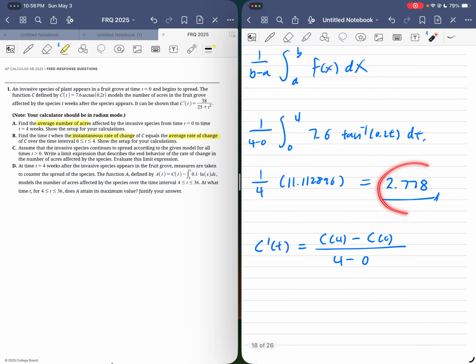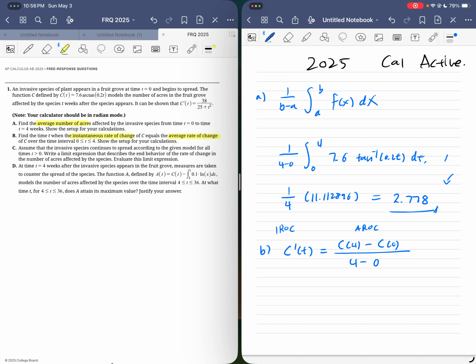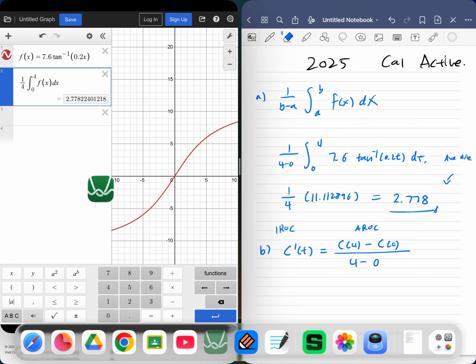So keep that in mind. You're not using this number because this one is not the average rate of change. This one is the average value. This is the average rate of change. It's an instantaneous rate of change. This one is the average rate of change. This is the average value. That's different. So c of t, we already know this. You can write this out, or because we have decimals, we can do it pretty quickly.